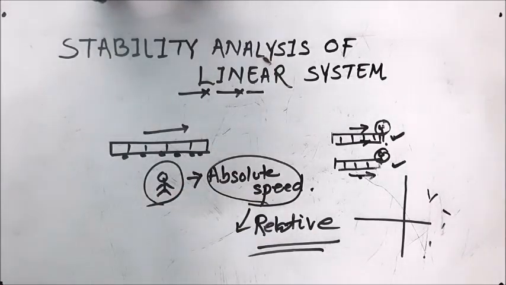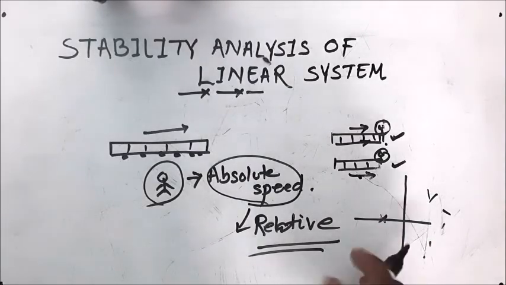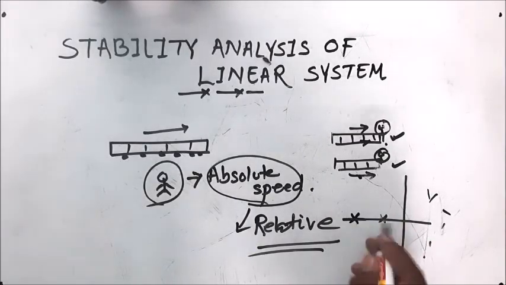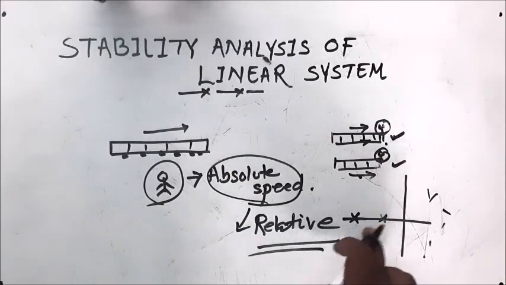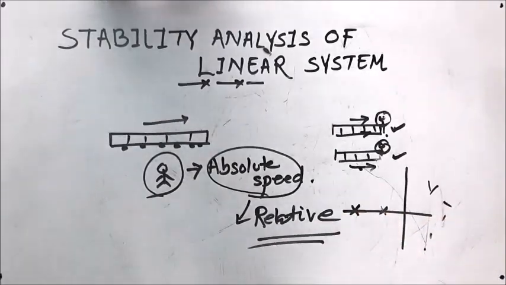Okay, yes or no? In absolute stability, we do not bother about the position of the poles. But if the pole is here, then this is stable. If this pole is here, this is more stable than that of this pole. That gives the relative stability.